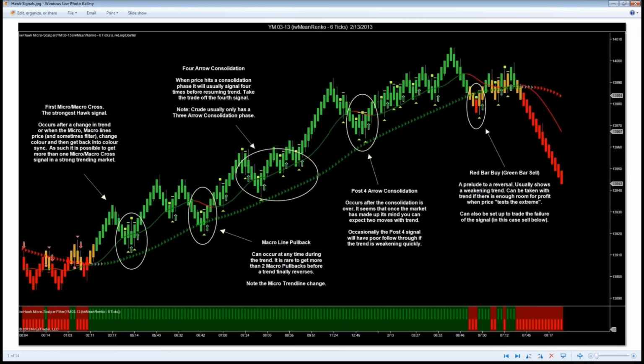And the reason is I know that these signals don't match our signal parameters. And what do I mean by that? Well, hold on a second here. I'm going to show you the cheat sheet for the Hawk. So here's the Hawk cheat sheet.